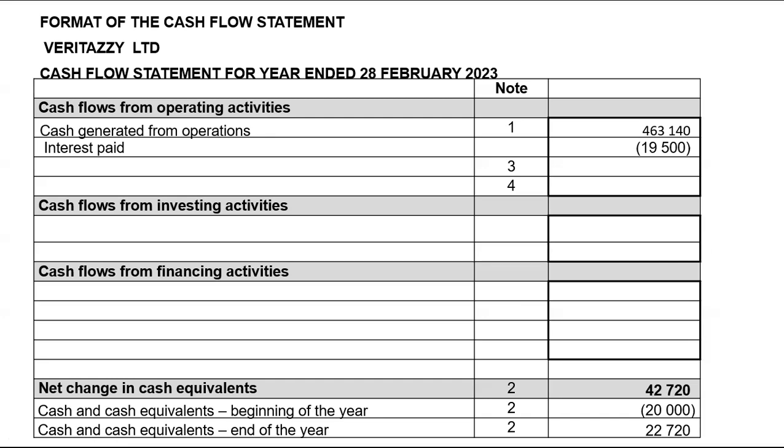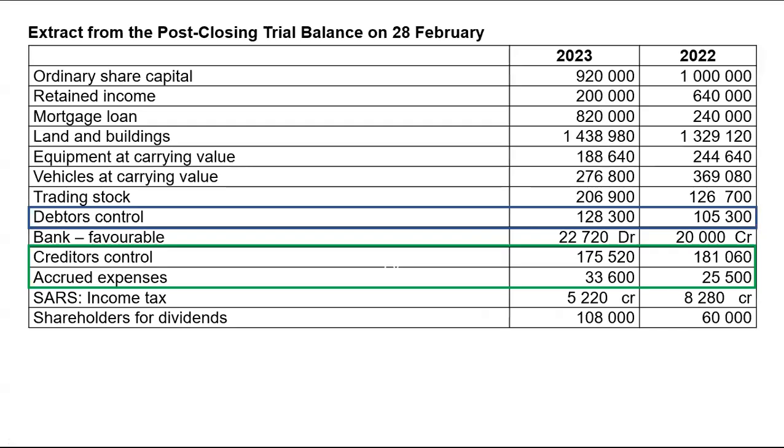Now let's discuss dividends paid. The information I'll be looking at will be in trade and other payables. I'll be looking for shareholders for dividends. Last year's final for shareholders for dividends was 60,000. This year's final is 108,000. The 60,000 we were owing last year, we are obliged to pay it this year, but the 108,000 will only be paid next year.